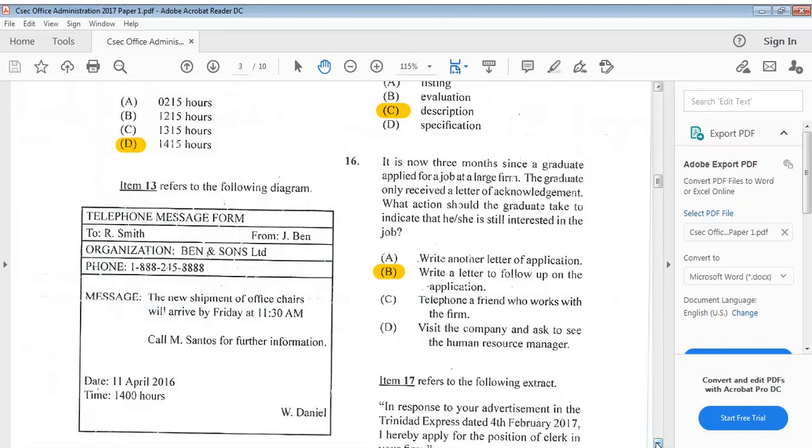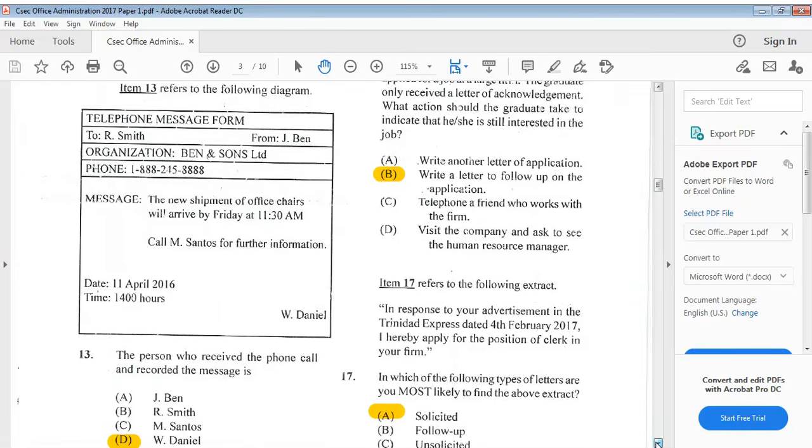We know it could not be A, C, nor D. So the best thing is to write a follow-up letter upon the application that was written. So our answer would be B. Let's move on to question number 17.